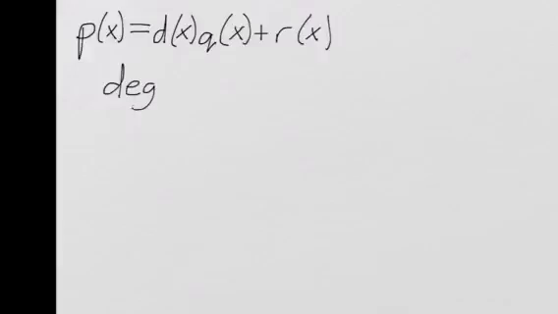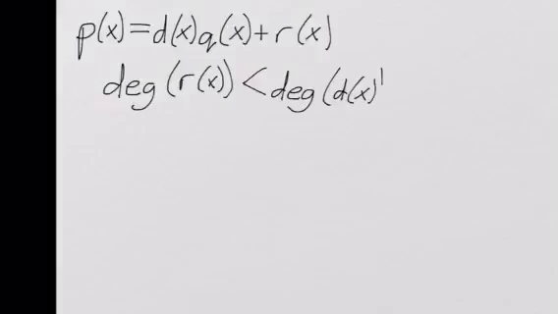So first thing we looked at was the division algorithm that says p of x can be written as d of x times q of x plus r of x, such that the degree of r of x is less than the degree of d of x, and to avoid confusion with the zero polynomial, we'll say or r of x equals 0.